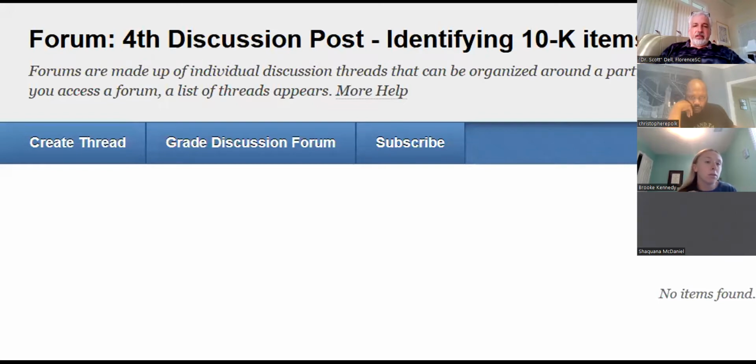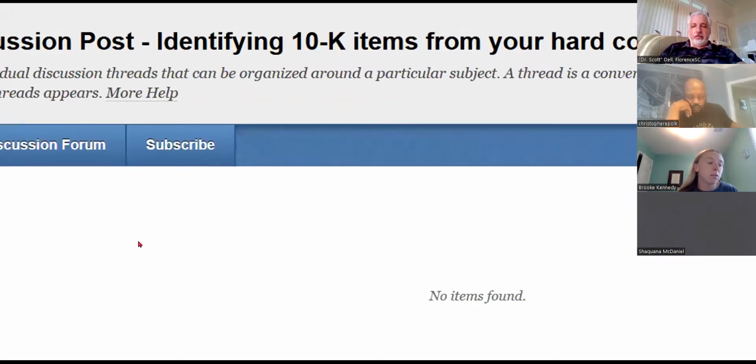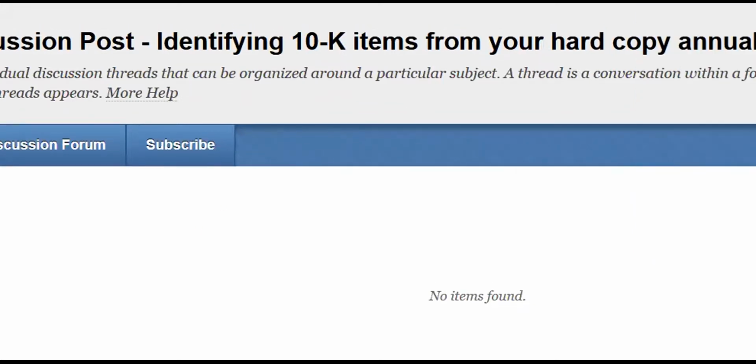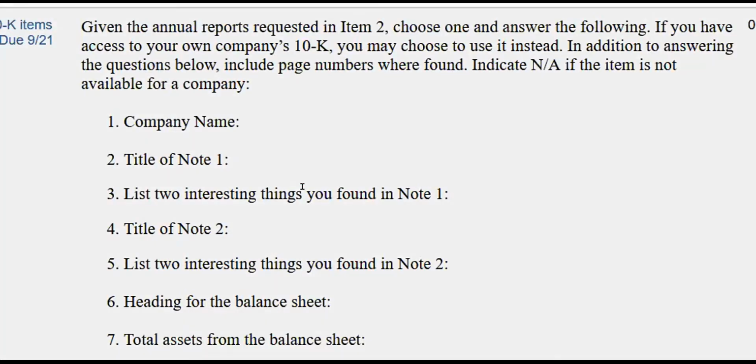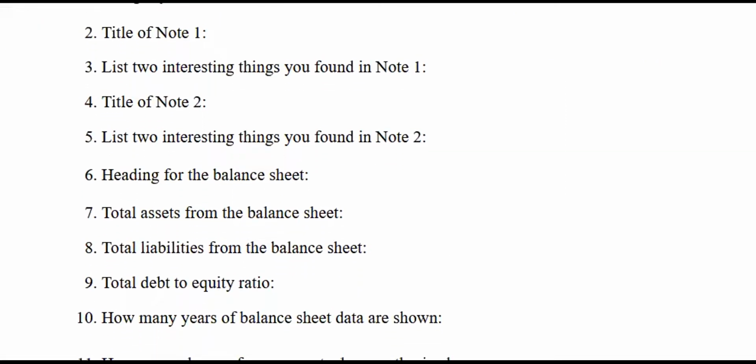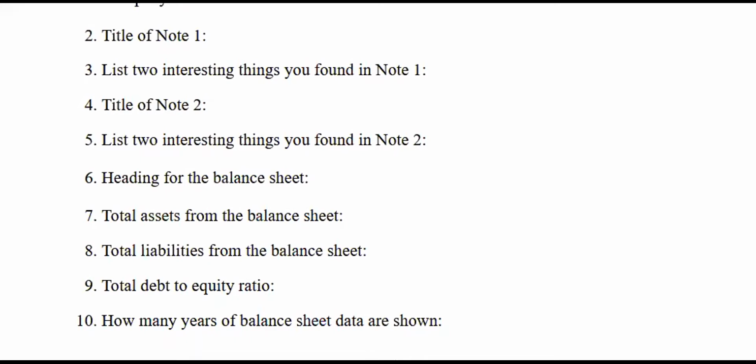Identifying 10K items from your hard copy annual report, due 9/21. The things we're going to start out with, things like company name. I ask you first to jump to note 1. I'm going to demonstrate that here. So here's my company name. I've got Snap-on. I'm going to go over to the notes. The notes are usually in the last third of the annual report.